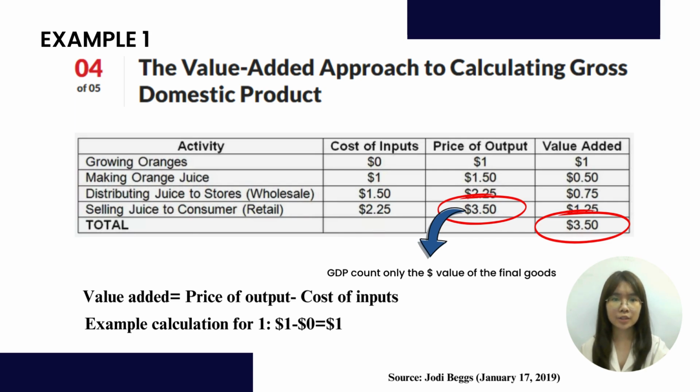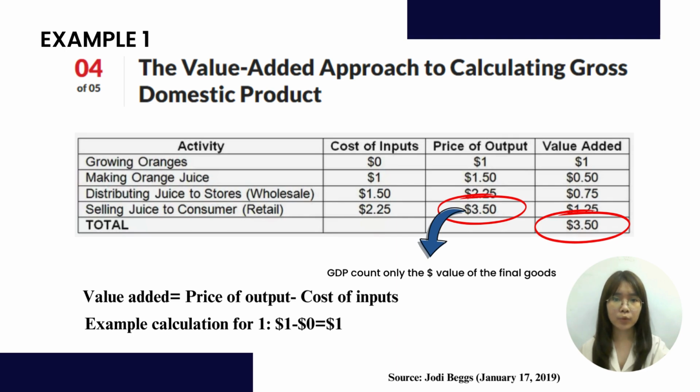When the orange juice is distributed to stores, the value added is $0.75. When the orange juice is sold, the output price is $2.25, while the value added is $1.25. The sales of orange juice represent the final goods, which are consumed by the end user. The total value added is taken into account and equals the value of the final goods.